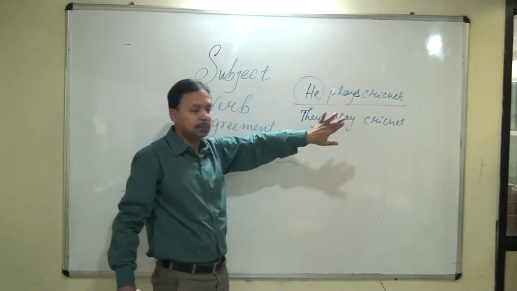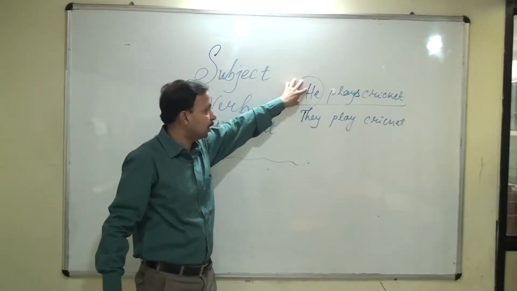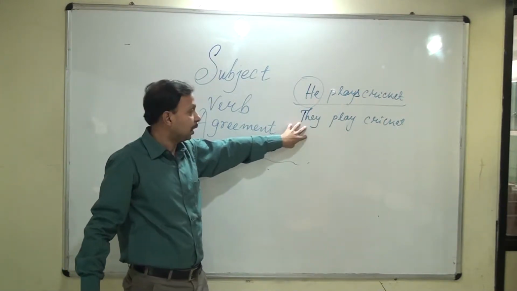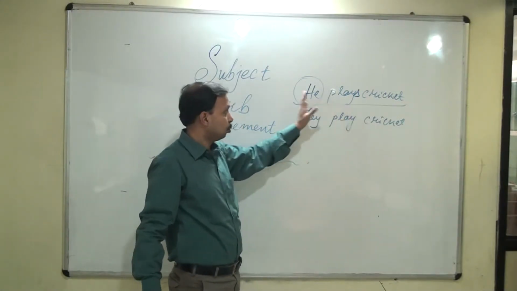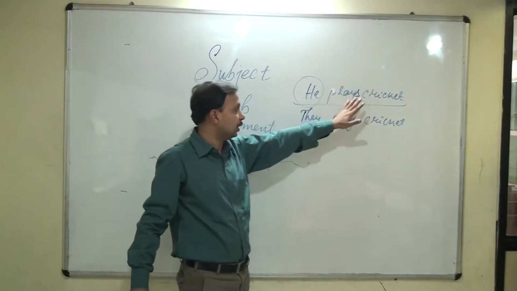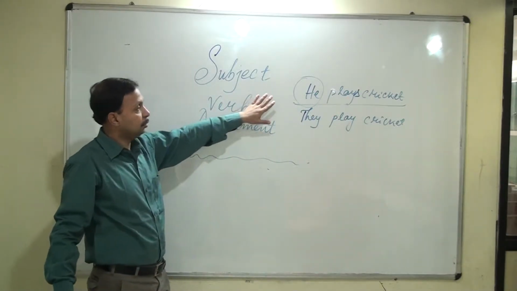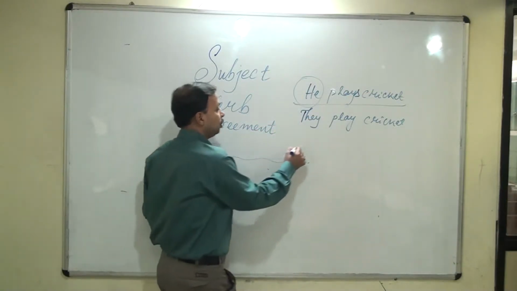Why? A very simple reason is behind that. He is replaced by they. Now the singular subject has been replaced by a plural subject. At that particular time your verb will also be considered as plural. So you are supposed to write he plays cricket and they play cricket. Rule number 1, once again: singular subject takes singular verb, plural subject takes plural verb. Coming up to rule number 2.